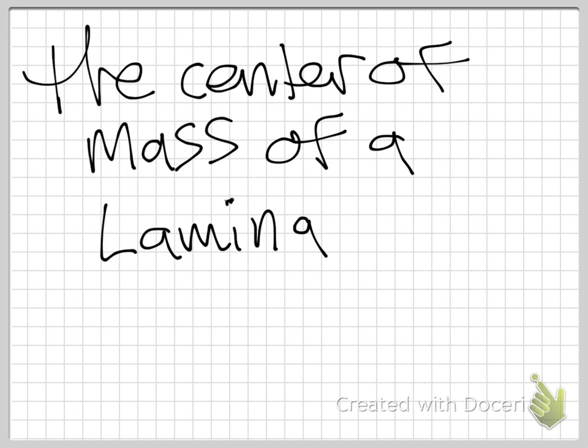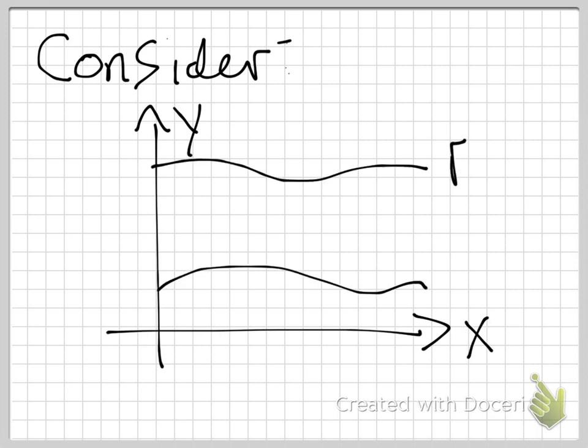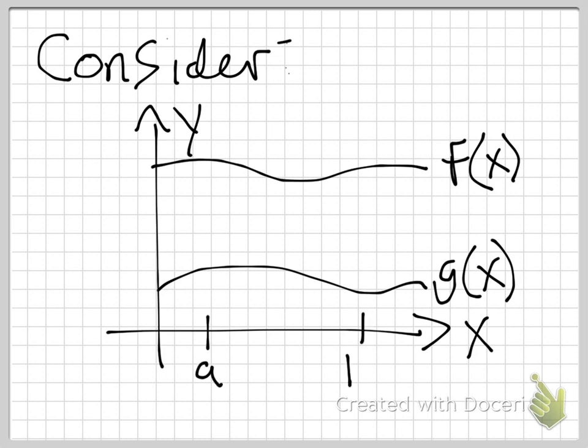Let's see what we can get in terms of a look at this. So let's consider this. We've got ourselves the xy plane. There's our y-axis. Here's our x-axis. And let's pretend that there are two functions. It really doesn't matter what they are, but we've got function f of x and function g of x, like here. And let's put some bounds on that function. Let's say that we're looking at that function from a right here to b right there.